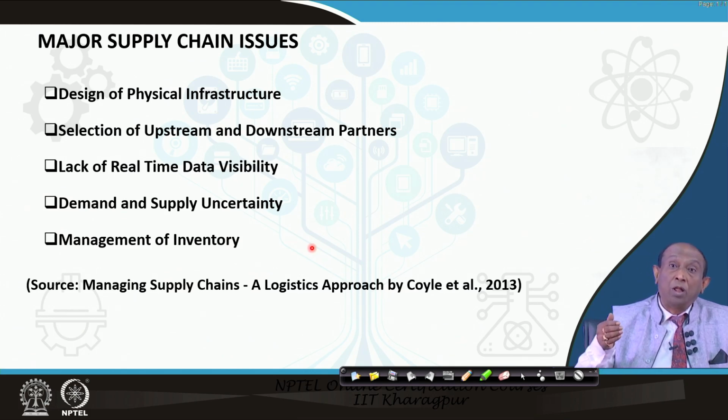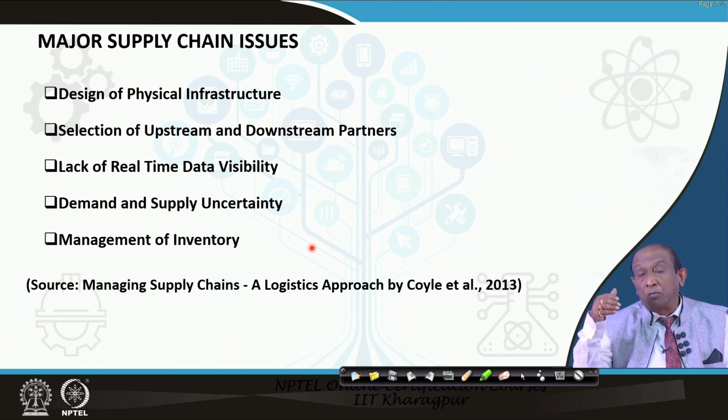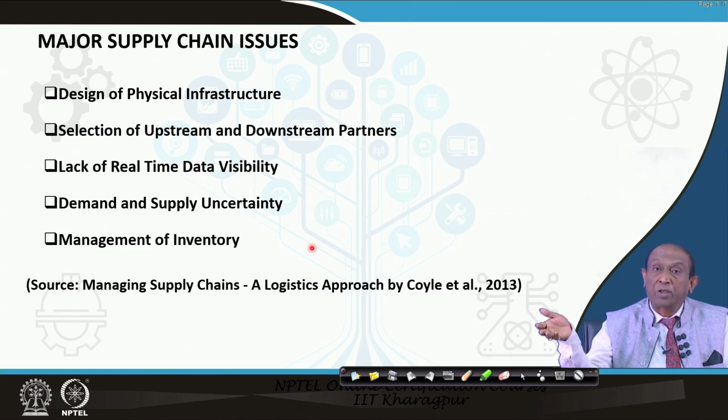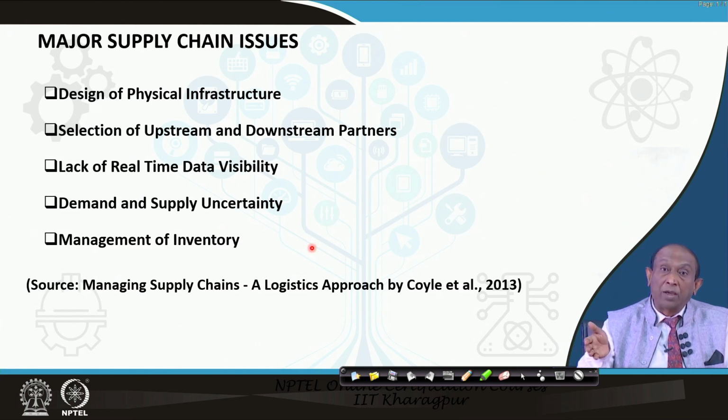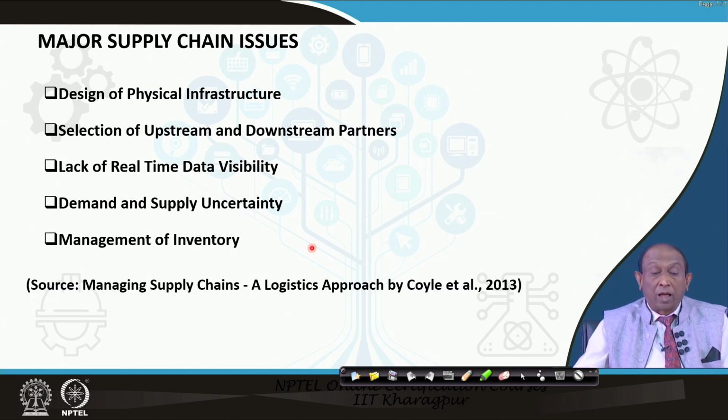For example, who should be the partners in the chain, with whom should we do business, that is also very important. So, selection of the different entities by the focal firm is also very important. Then lack of real time data visibility, this is also a very important point. As I said, unless the point of sales data is seen by all the entities in the chain up to the upstream side, the forecasting will not be correct.